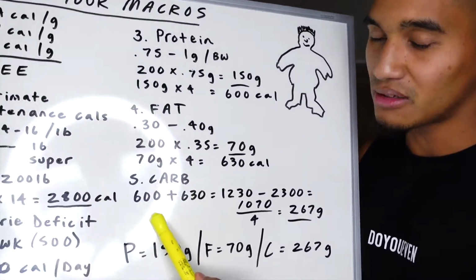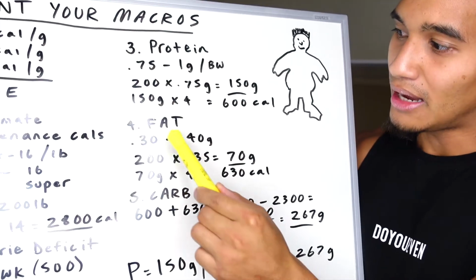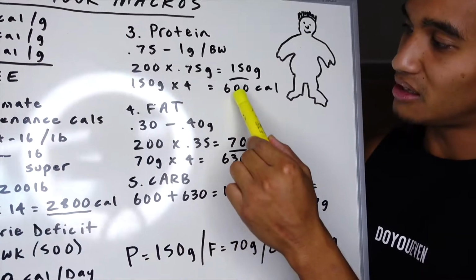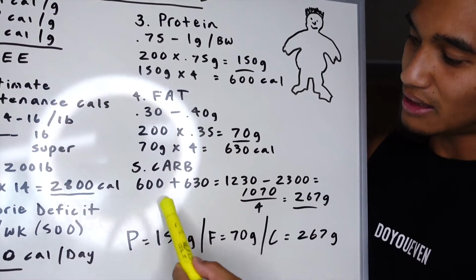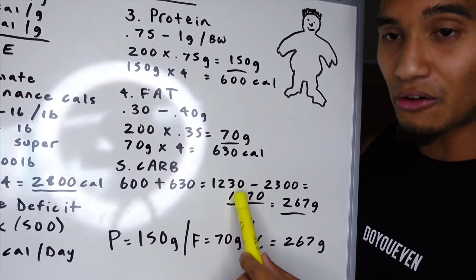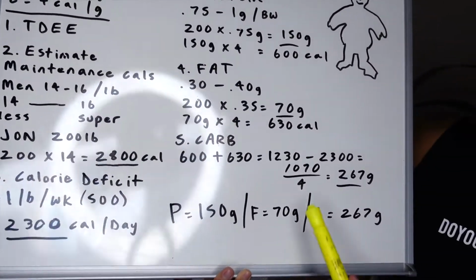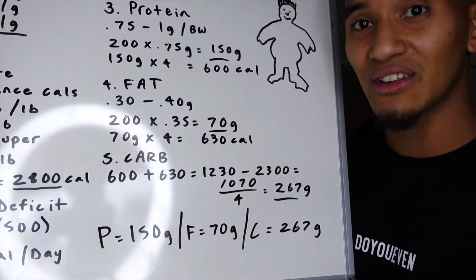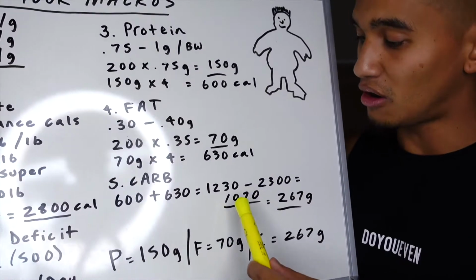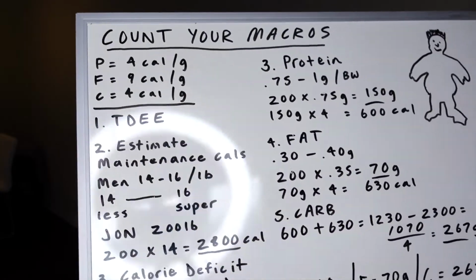Now for the carbs, all you have to do is add the 600 calories from the protein, and then for the fat, the number that's supposed to be here, so 630. But 600 plus 630 from the fat, that's gonna equal 1230, right? 1230 calories minus the caloric deficit, which was 2300. That's gonna give you 1070 calories for carbs. To get it in grams, all you have to do is divide it by 4. The 4 is gonna come from up here.